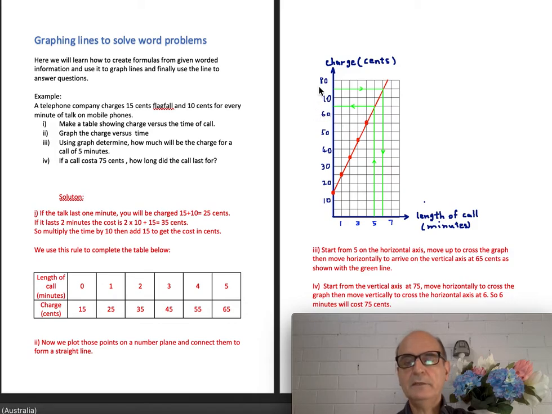And if they tell me how much the charge is and they want me to find the length of talk, then I start from the vertical axis because it's the charge one. So I know my charge, for example, it was 75 in this case. I went across and then I hit the graph again. This time I went down and I ended up at 6 on the time axis. So a call which costs 75 cents is a call which lasts for 6 minutes.